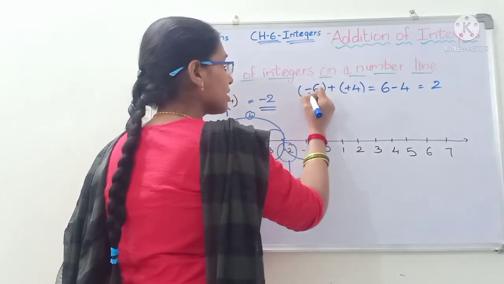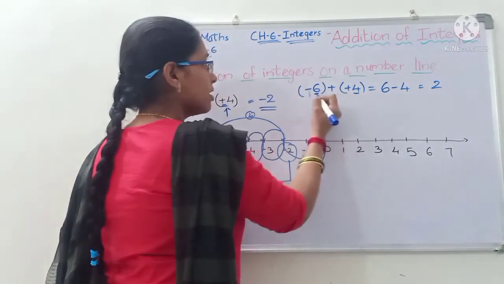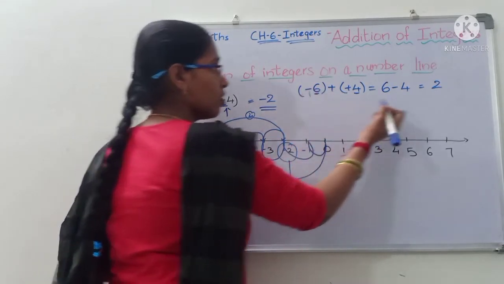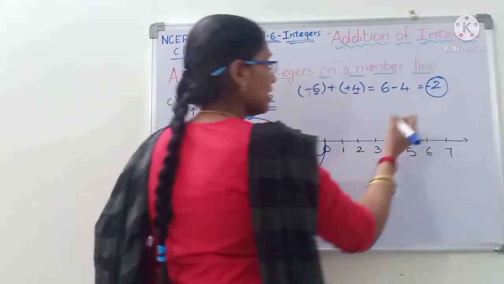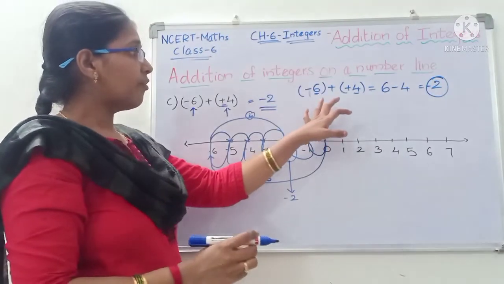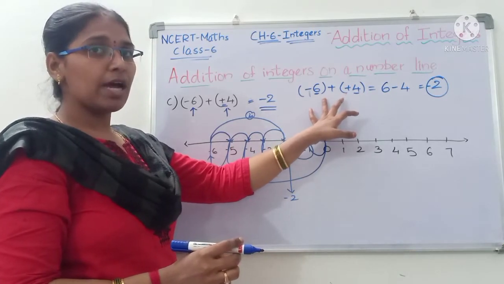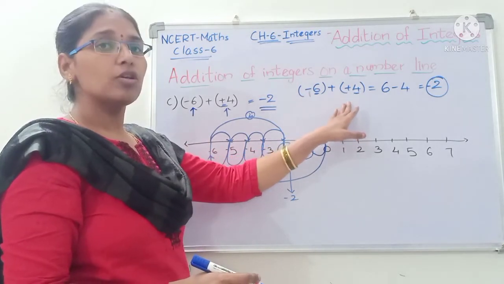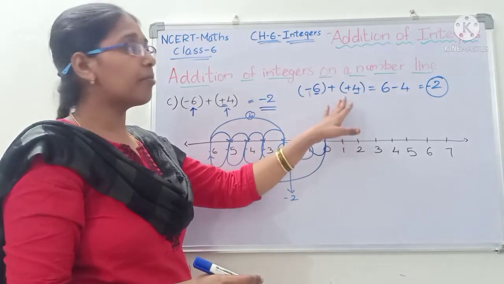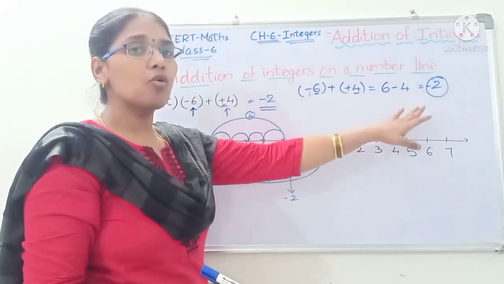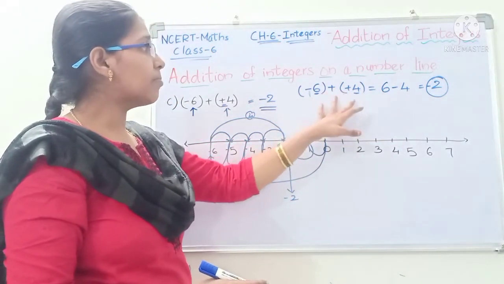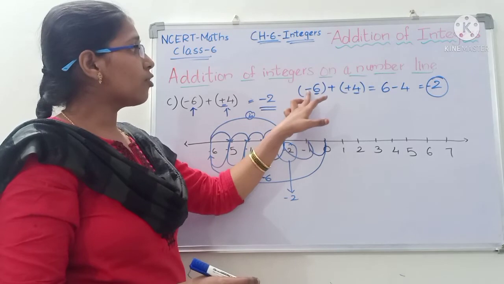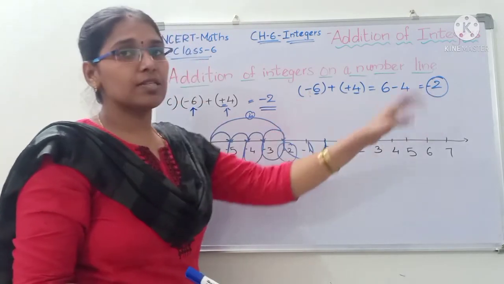Now, without considering the sign, just check the numbers. 6 and 4. Which is big? Yes, 6 is big. What is the sign of 6? It is minus. So, the answer will be minus 2. Okay, children? When two numbers are given and you should add them, first check the signs. One is minus, one is plus. So, you should do subtraction here. Subtract the small number from big number. 6 minus 4, you got 2. Then you check the sign of the big number, which is 6. The sign of 6 is minus. So, the answer is minus 2.